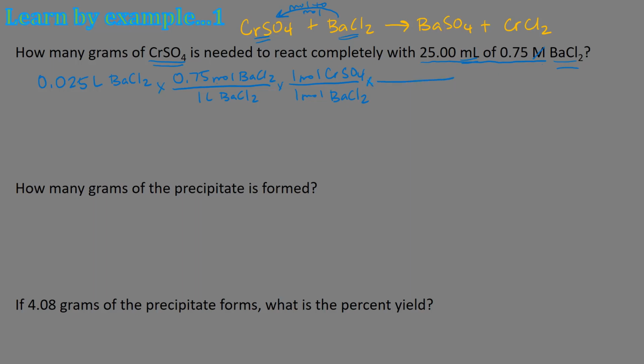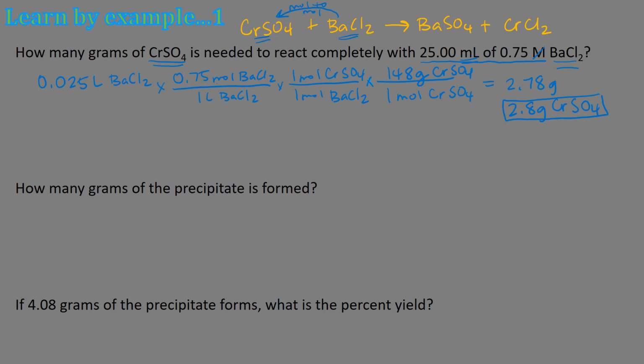Next, I have to use the molar mass of chromium sulfate. So 1 mole of chromium sulfate is 148 grams of chromium sulfate. The molar mass, right? Okay, and then if I do the math here, 0.025 times 0.75 times 148, I end up with 2.78 grams or 2.8 grams of chromium sulfate would be required to react completely with the other reactant.